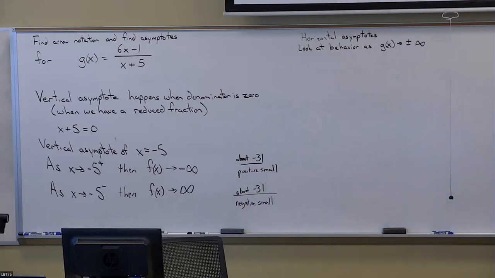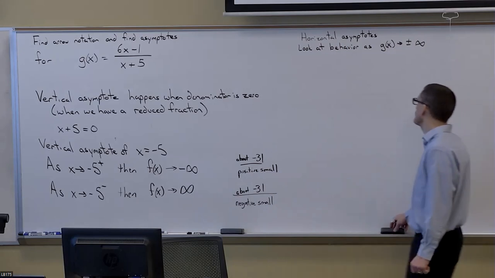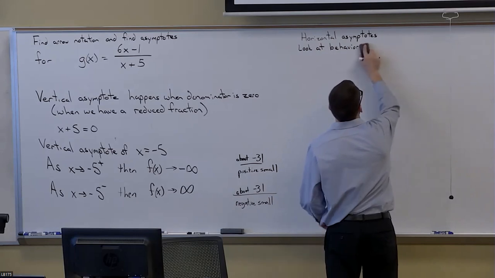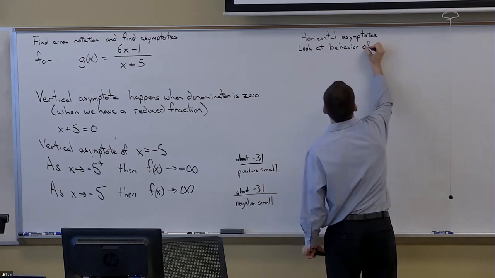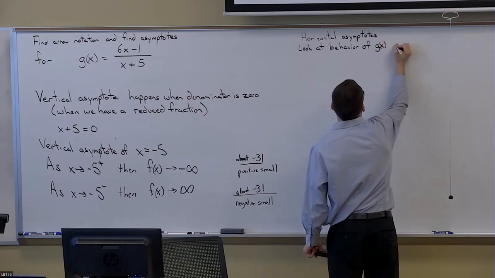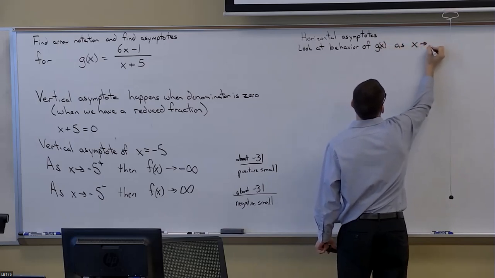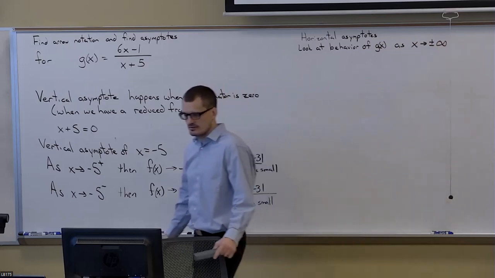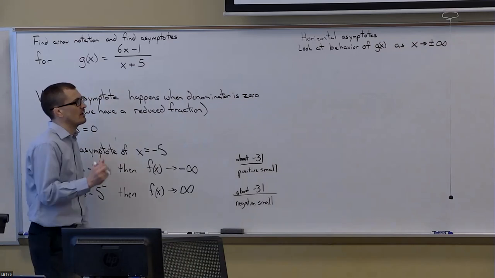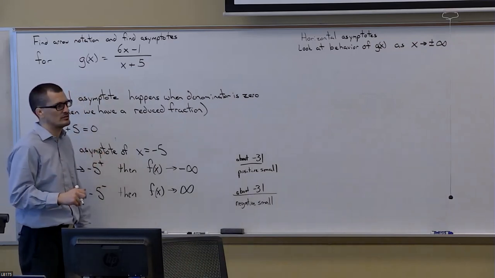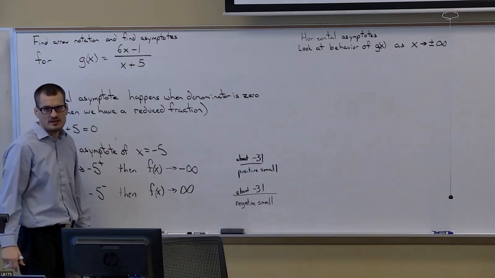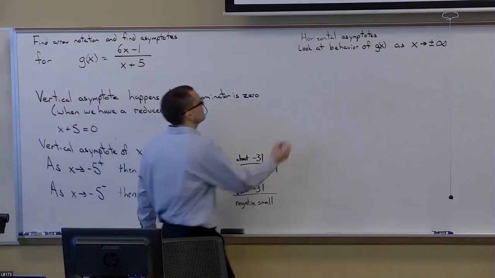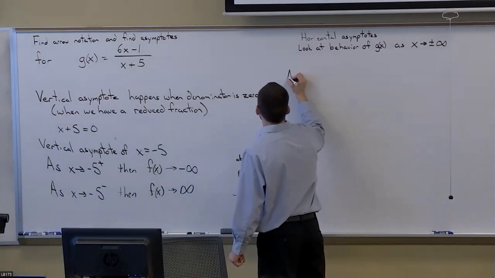Horizontal asymptotes, we're going to look at the behavior of the function as x goes to positive or negative infinity. I miswrote that earlier. Look at the behavior of the function as x goes to positive or negative infinity, right? So let's take a look at this.